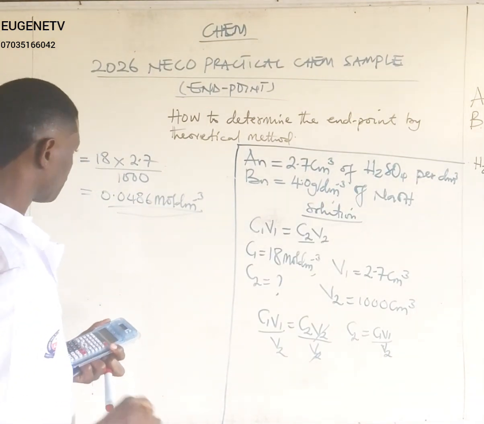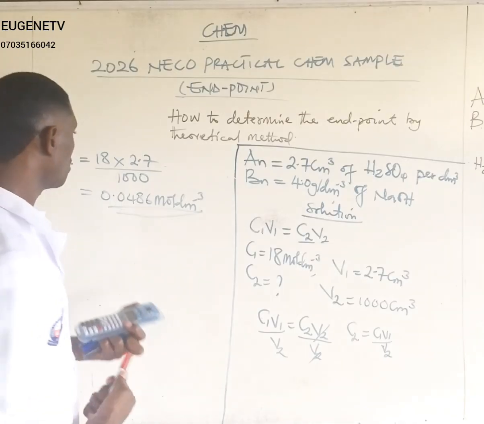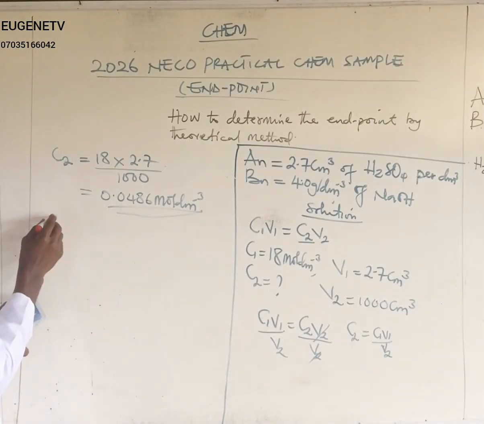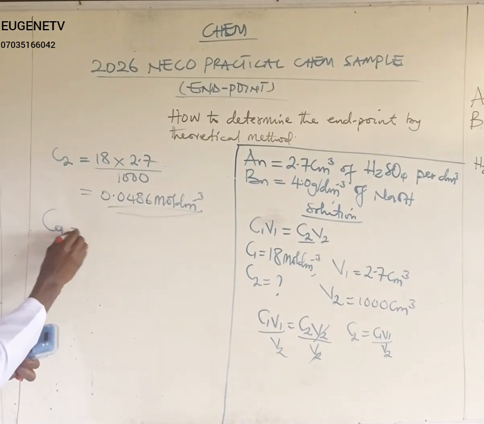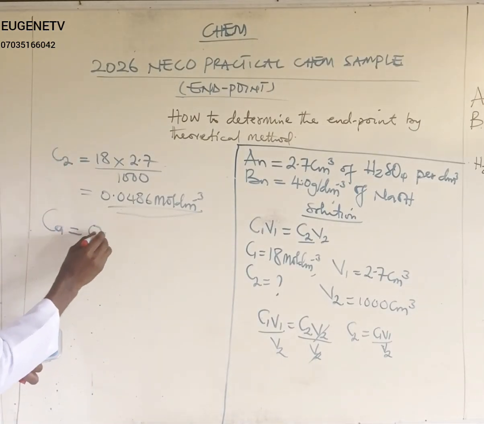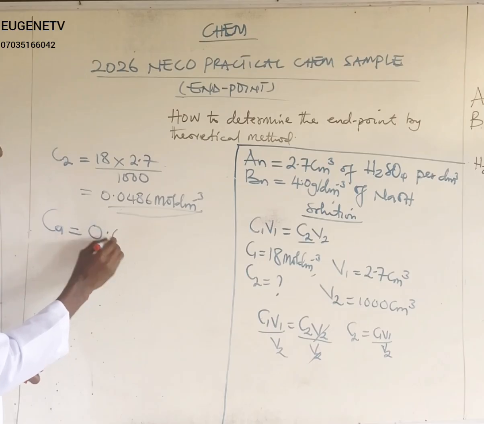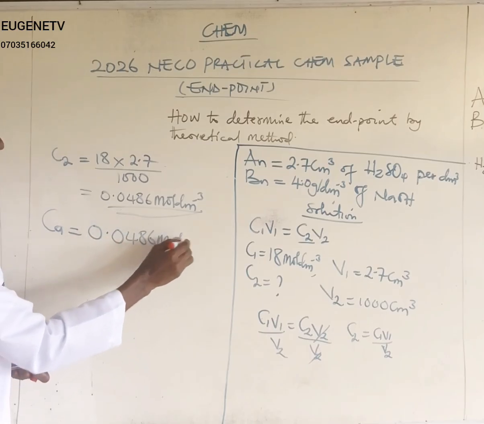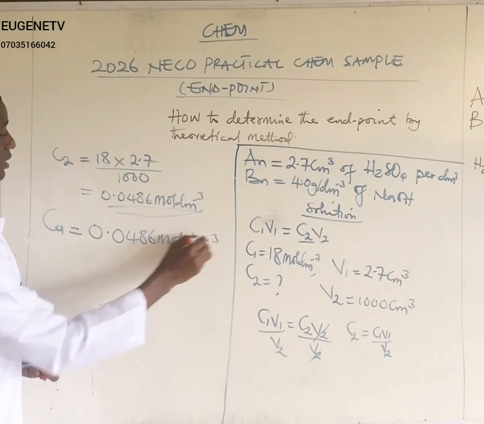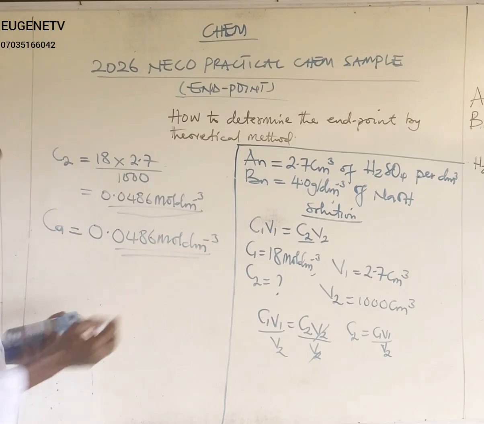Alright, so this one now is going to form our CA. That is our concentration of the acid in mole per dm cubed. That simply means that our concentration of the acid is going to be 0.0486 mole per dm cubed. So we have gotten our CA here.